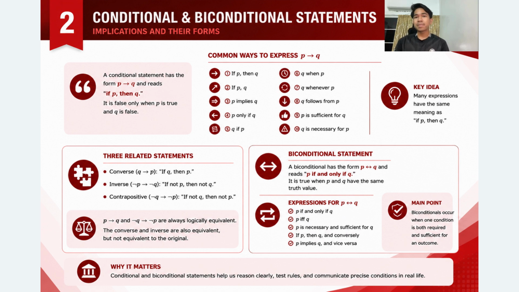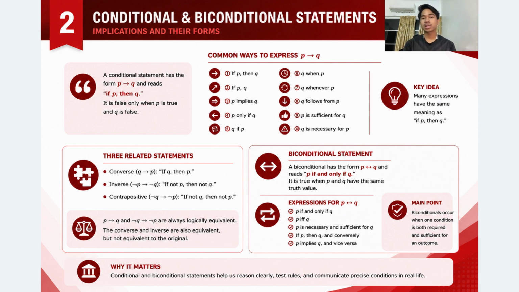A conditional statement, written as P implies Q or P arrow Q, is a logical statement that shows a relationship between two propositions. It means that if proposition P is true, then proposition Q must also be true. However, if P is true and Q is false, then the statement becomes false. In all other cases, the conditional statement is considered true.